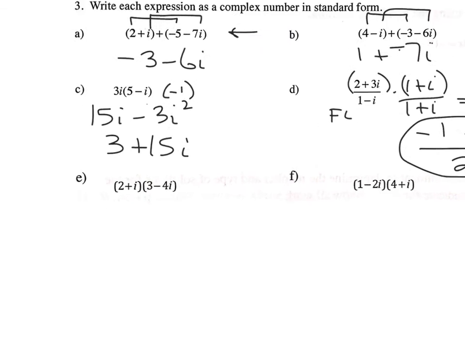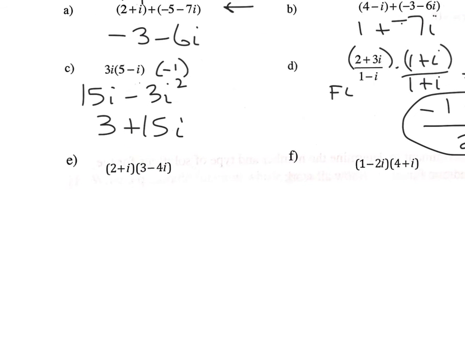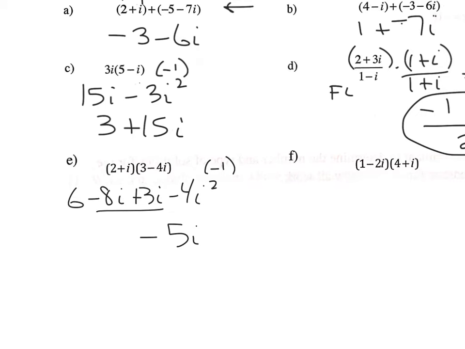All right, the next one is flat out FOIL method. So to do FOIL, again, it's like I just did. First, outer, inner, and last. And you can combine your i's. Negative 8i plus 3i is negative 5i. The i squared is negative 1, which makes that negative 4 become positive 4. Going to add it to the 6, which is 10 minus 5i. And that's it. One more here.